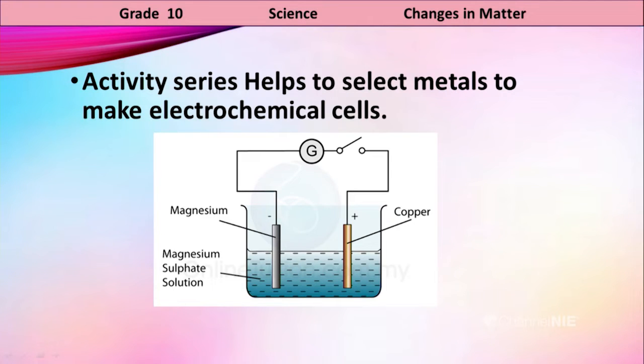The higher reactivity metal is used as the anode or negative terminal, and the lesser reactive metal is used as the cathode or positive terminal. Look at this picture, magnesium and copper. Magnesium is the higher reactivity metal, that's why it is used as the anode or negative terminal. Copper is the lesser reactivity metal, that's why it is used as the cathode or positive terminal. Likewise, we can identify the electrodes used in electrochemical cells by using the order of the metals in the activity series.